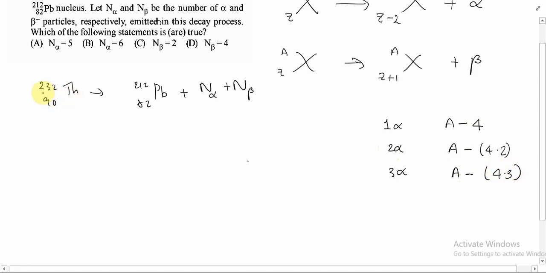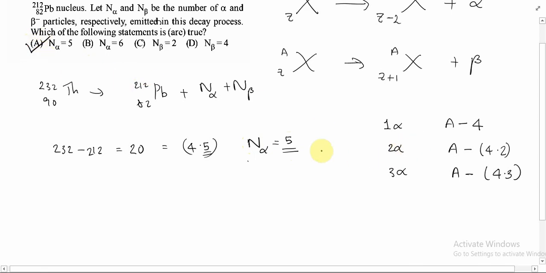So in this case, the change in mass number is 232 minus 212, that is 20. 20 can be written as 4 into 5. So 5 is the number of alpha particles emitted. So N alpha is equal to 5. So option A is correct.